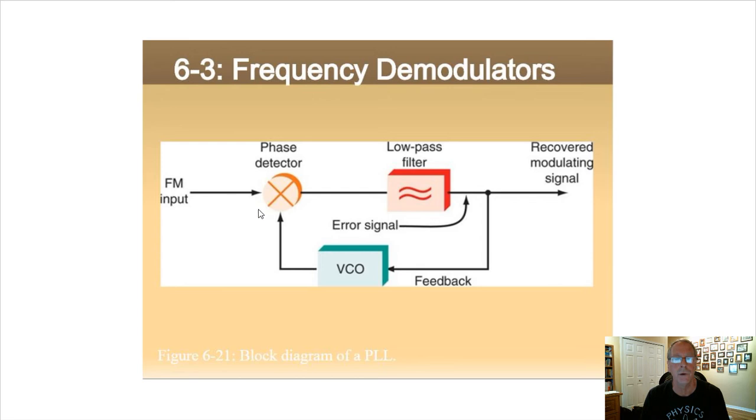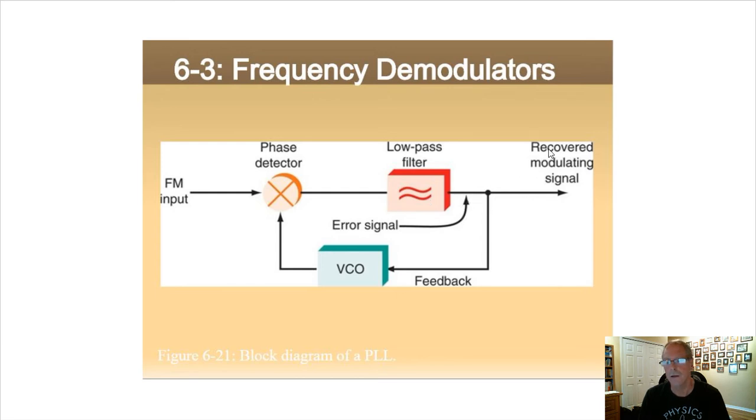You have your FM input. You have another phase detector. This is the same phase detector that's used in the quadrature detector. Then we have a low pass filter. Again, very similar. This is basically a quadrature detector right here, these two parts.